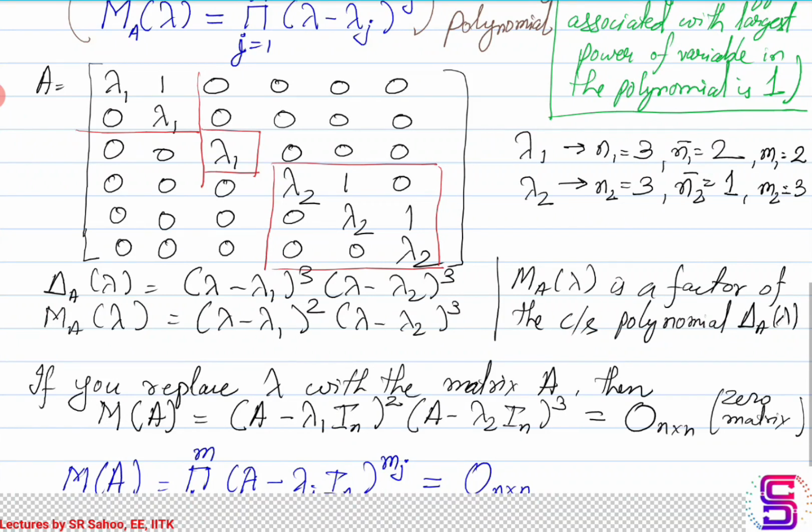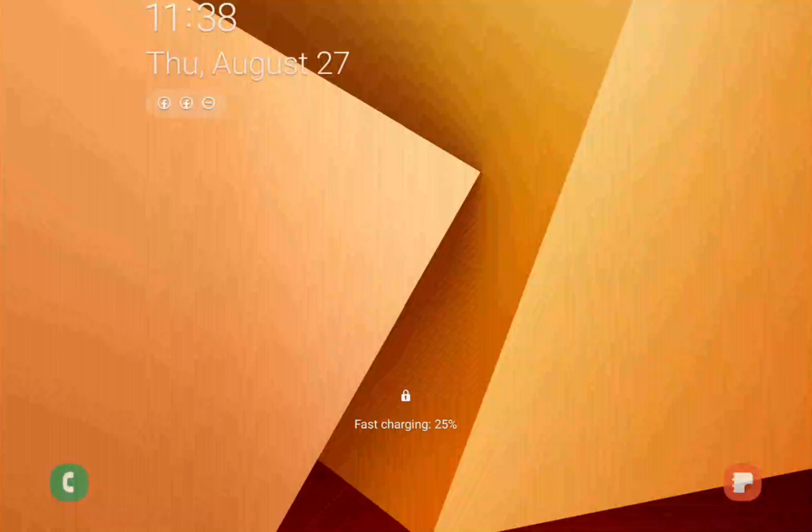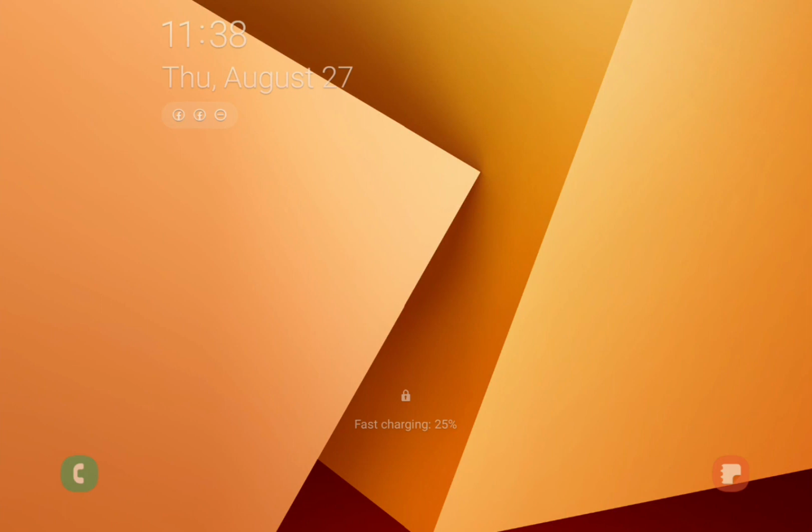Okay, so the minimal polynomial is a monic polynomial where the matrix itself satisfies the polynomial, which means if you substitute the matrix into the polynomial, you get a 0 out of it. Okay, so this is the minimal polynomial. We'll see how this minimal polynomial comes into use when we try to use another theorem that talks about the matrices and its corresponding characteristic polynomial.